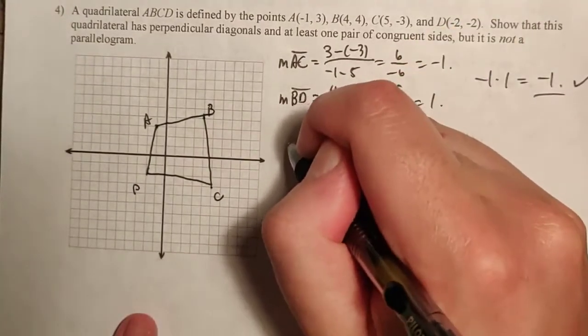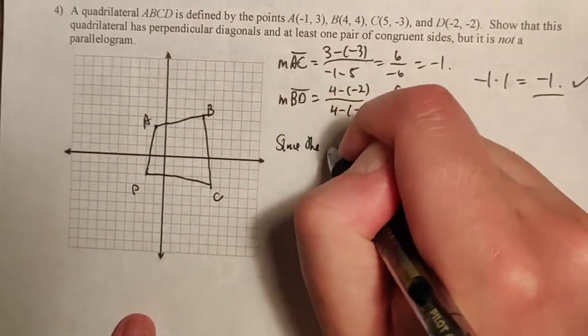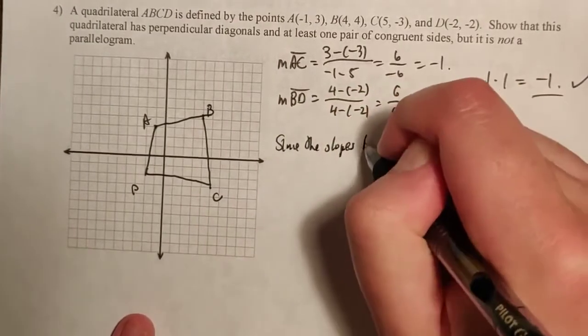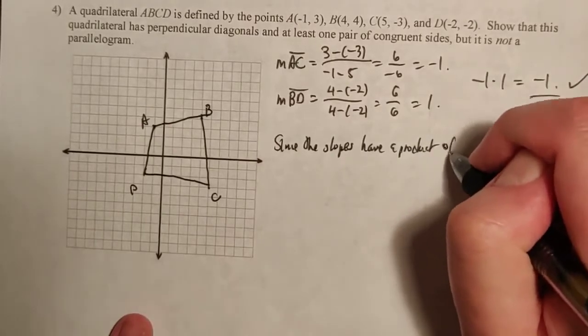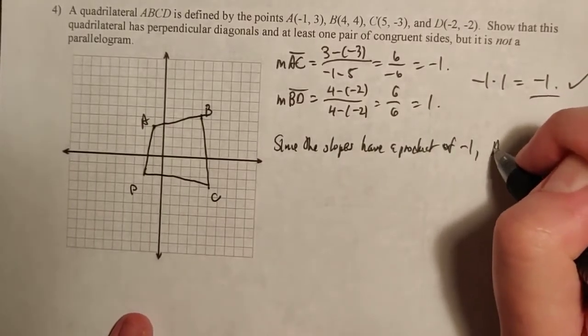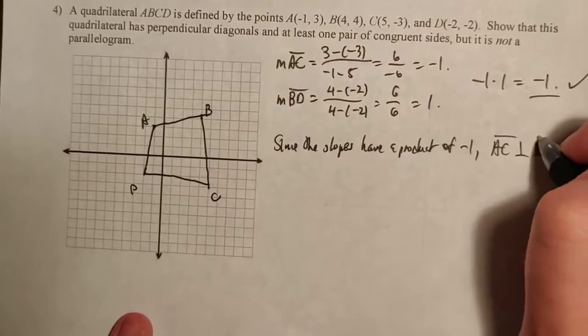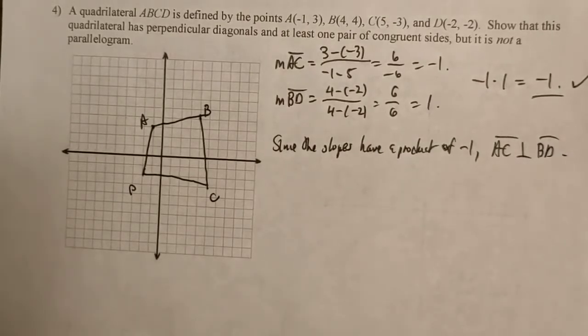So note that we can say since the slopes have a product of -1, we know AC is perpendicular to BD here. So that's the first half. That's the first section done.